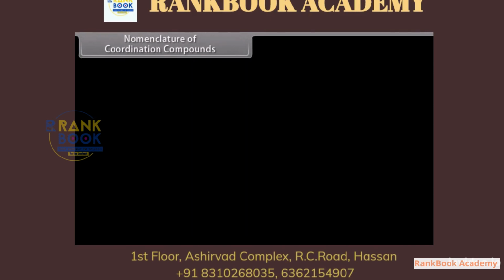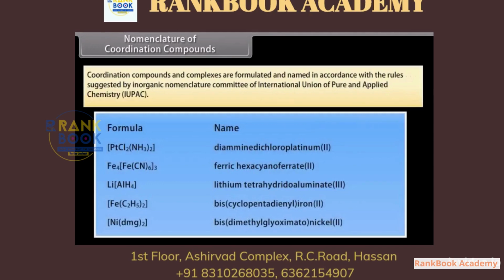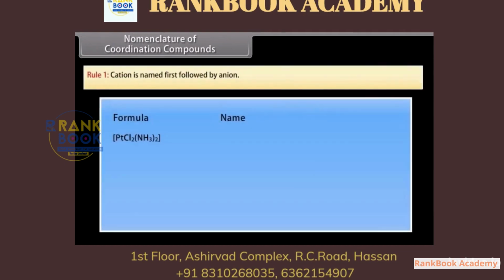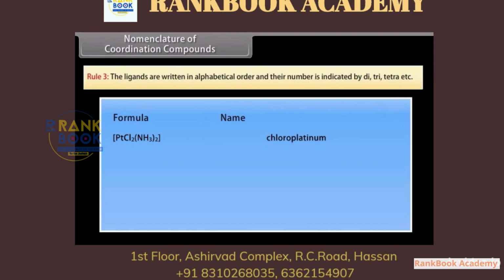Nomenclature of coordination compounds. Coordination compounds and complexes are formulated and named in accordance with the rules suggested by Inorganic Nomenclature Committee of International Union of Pure and Applied Chemistry. Rule 1. Cation is named first, followed by anion. Rule 2. Species present in coordination sphere are written in one word. Rule 3. The ligands are written in alphabetical order and their number is indicated by di, tri, tetra, etc.